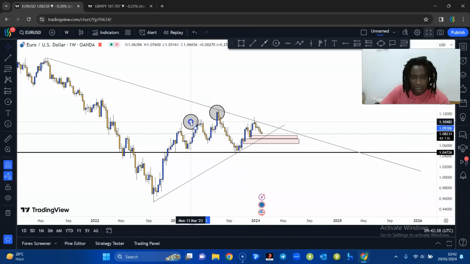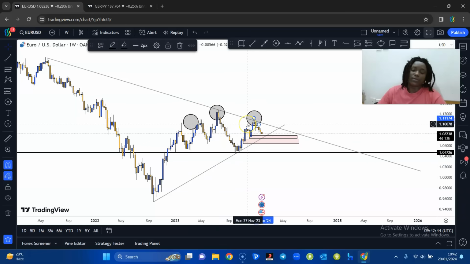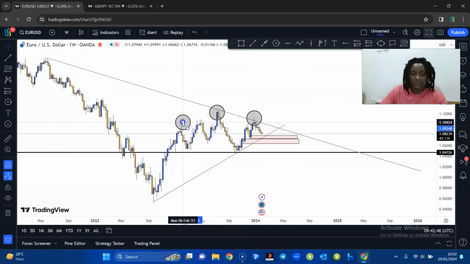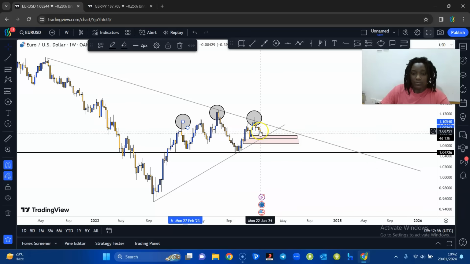So probably could have it around here, and then maybe this could form around here, right? So it's between this or this for me, or we could as well just mark out the two areas, right? But we can leave it here, and we can also leave it here. But if this happens, and if this breaks out of this support zone and comes back up to test it as a resistance, then we'll be having a very textbook head and shoulder pattern in play.